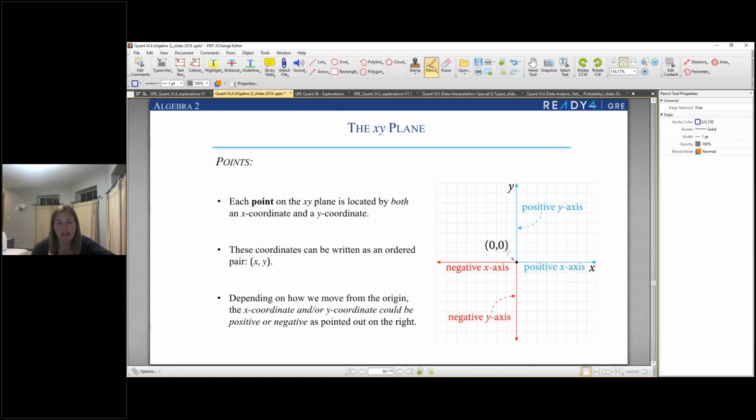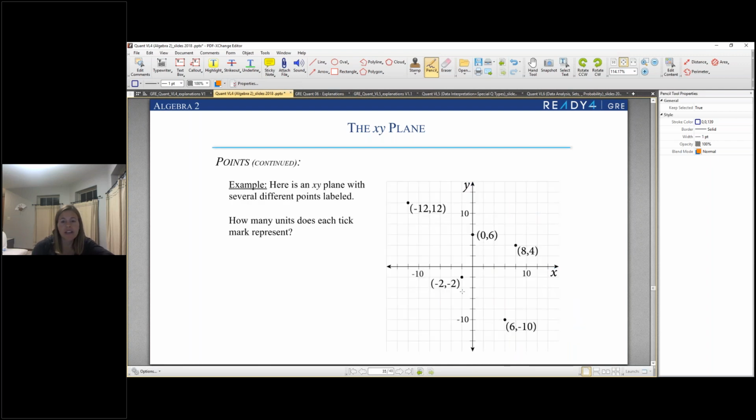Let me just get into some stuff about x and y axes. Positive stuff is up and to the right, negative stuff is down and left. Here they just point out that the tick marks don't need to be 1. Here you could see a graph where each little tick mark counts for 2: 2, 4, 6, 8, 10.